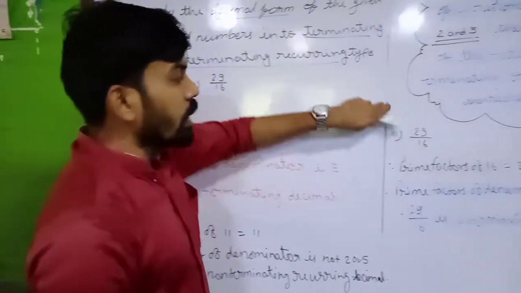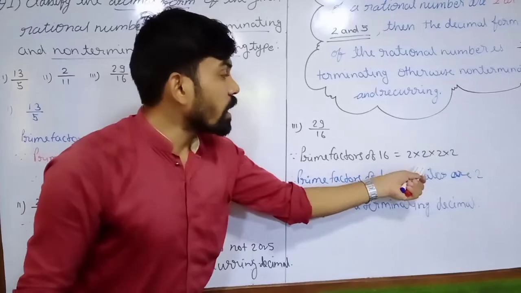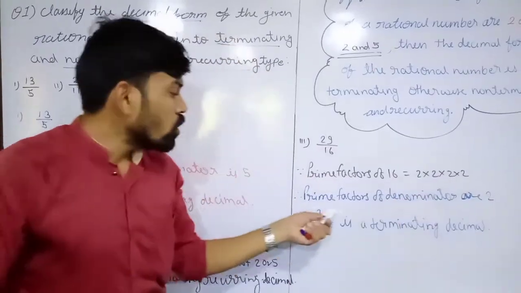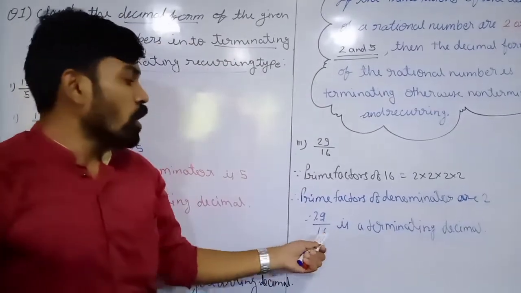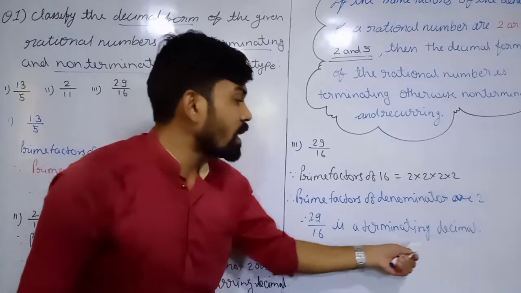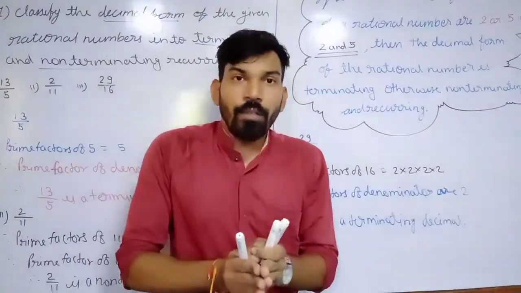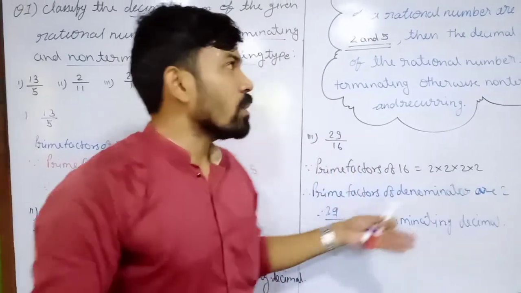The third one, 29 upon 16. Prime factor of 16, 16 is the denominator, we factorize that: 2 into 2 into 2 into 2, we got all the digits 2. So because the prime factor of the denominator is 2, therefore 29 upon 16 is a terminating decimal. This way we can classify the given rational number into terminating and non-terminating decimal.